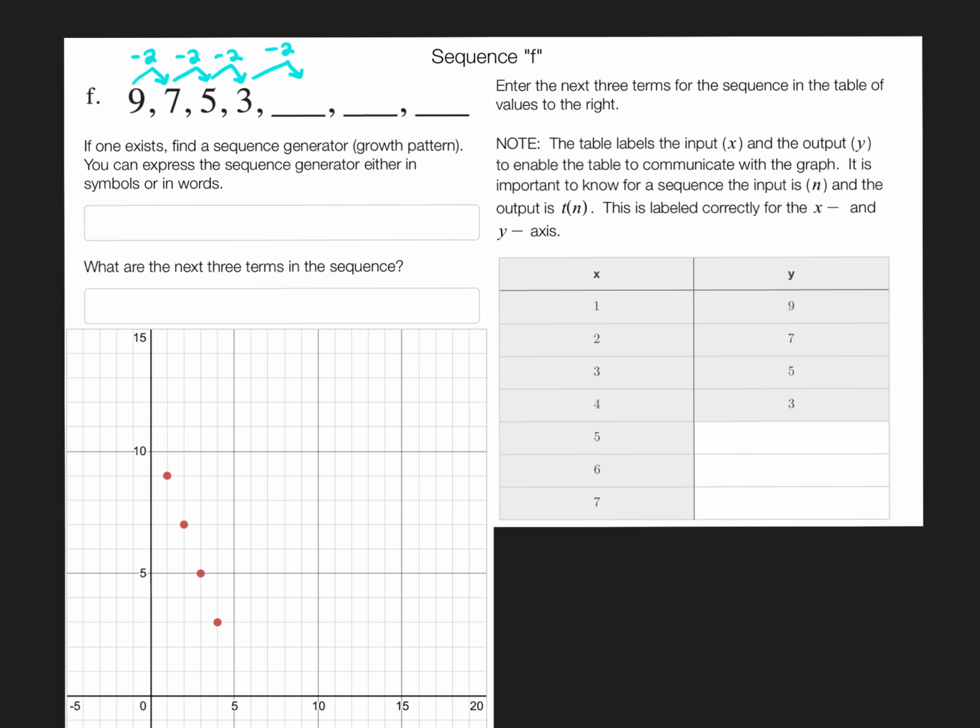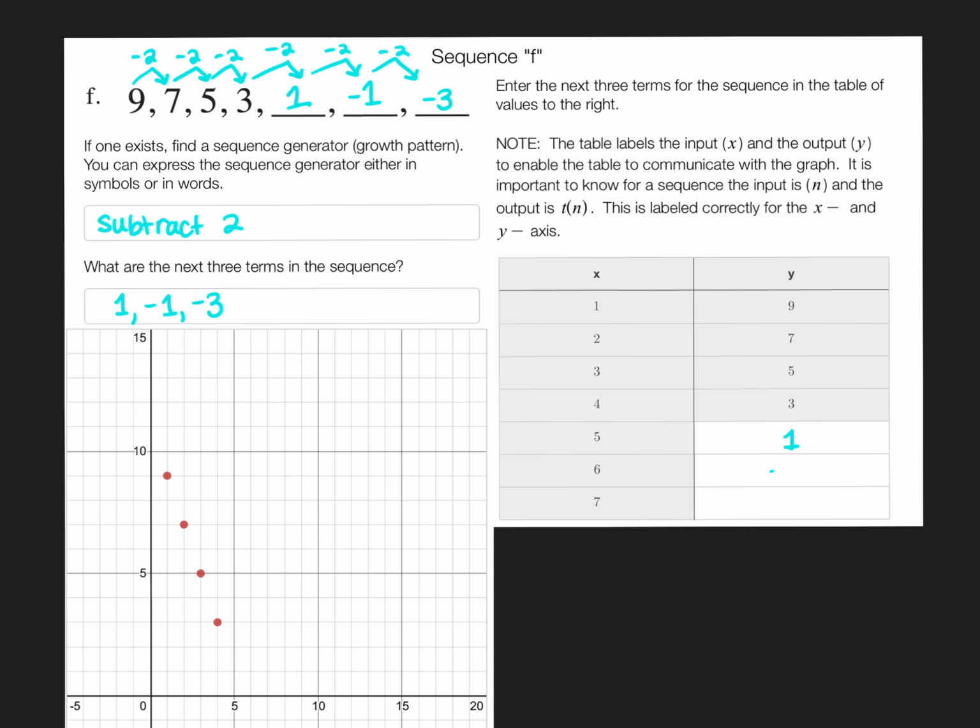So now I'm going to subtract 2 from 3. I'm going to get 1. Subtract 2 from 1, I'm going to get -1. And then subtract 2 from -1, I'm going to get -3. So this time we're subtracting 2. And then the next 3 terms are 1, -1, -3.